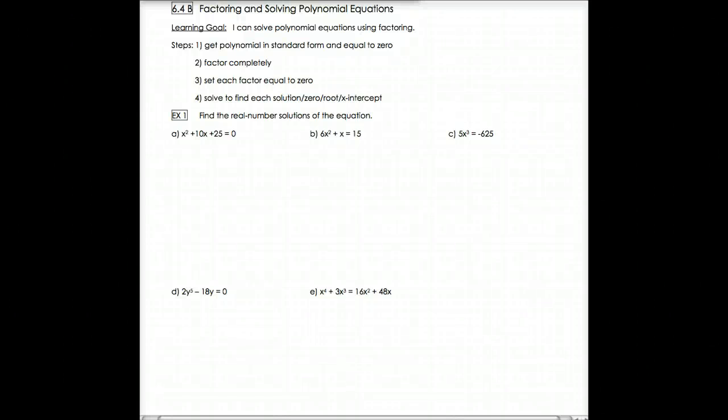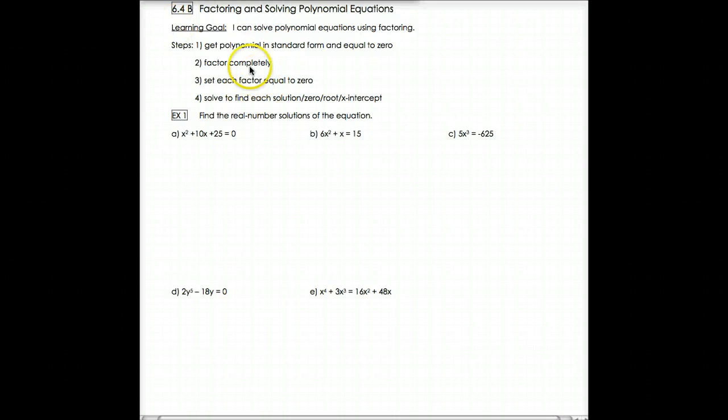Right, so today we are taking what we did in the last lesson and we are now just solving those polynomial equations using factoring. So we're going to learn other ways to solve polynomial equations, some of which really you already know from your quadratics unit.